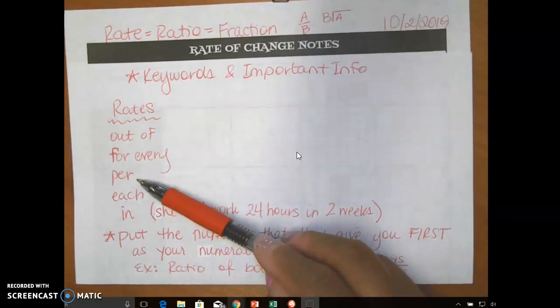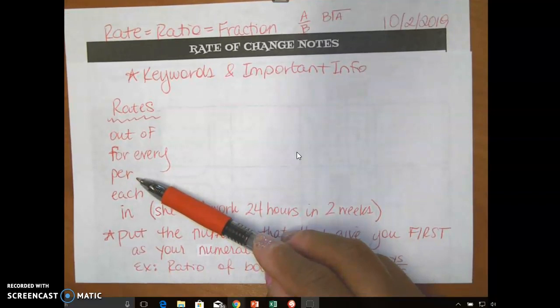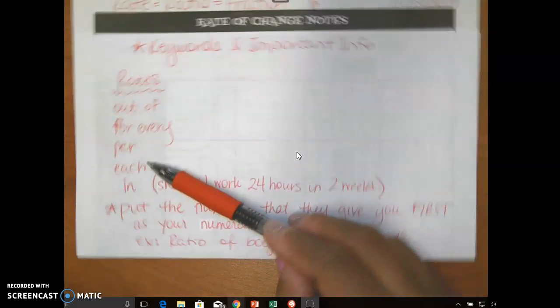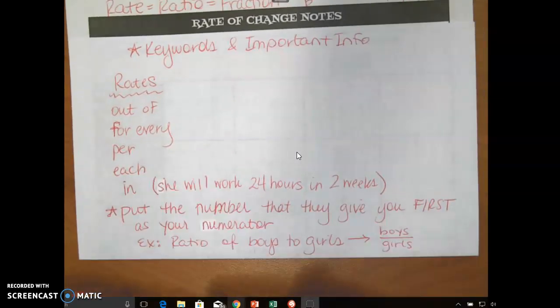Per. Okay, a carton of eggs is 89 cents per dozen. Each. For each bracelet, Brittany needs 25 beads. How many beads will she need for 3 bracelets?